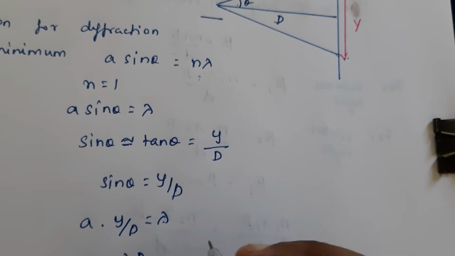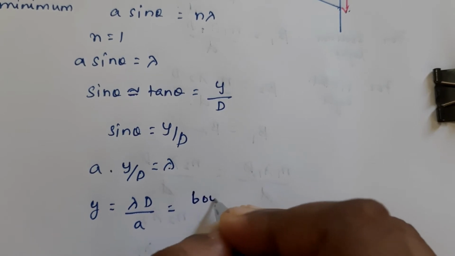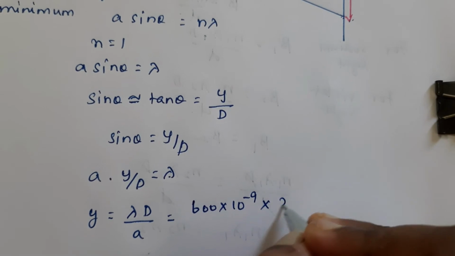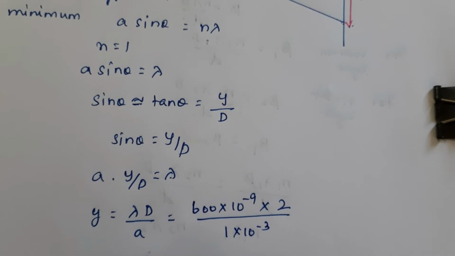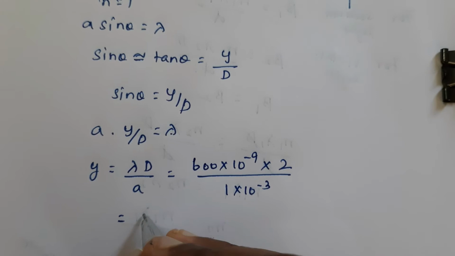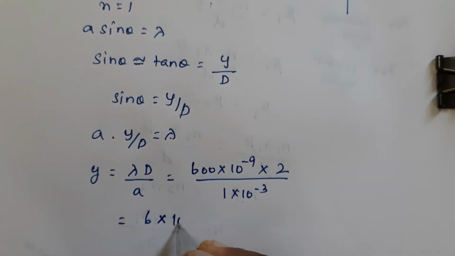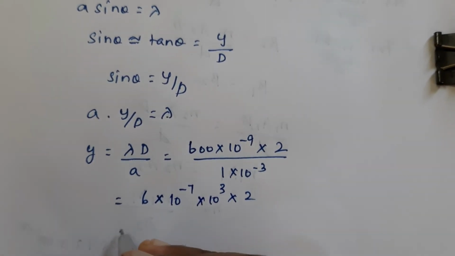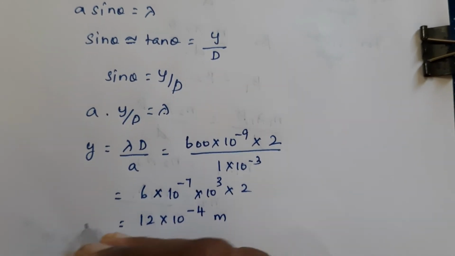Okay. So what is the value of a? Lambda is equal to 600 nanometers. So 600 into 10 raised to minus 9 into d value is 2 meter. So 2 by, here it is 1 millimeter, so 1 into 10 raised to minus 3. So you will be getting here 6 into 10 raised to minus 7 into 10 raised to 3 into 2. So you will be getting 12 into 10 raised to minus 4 meter.